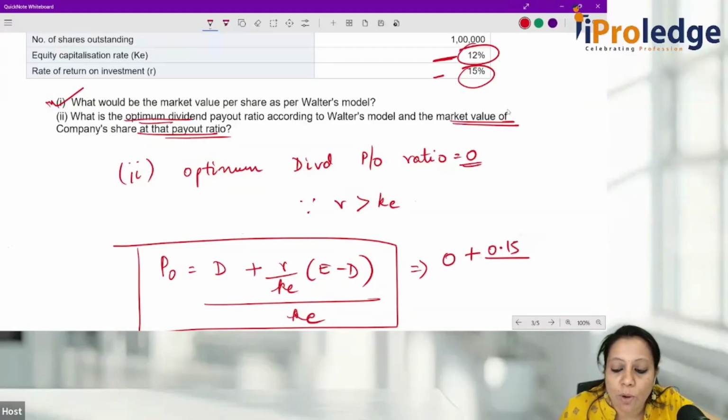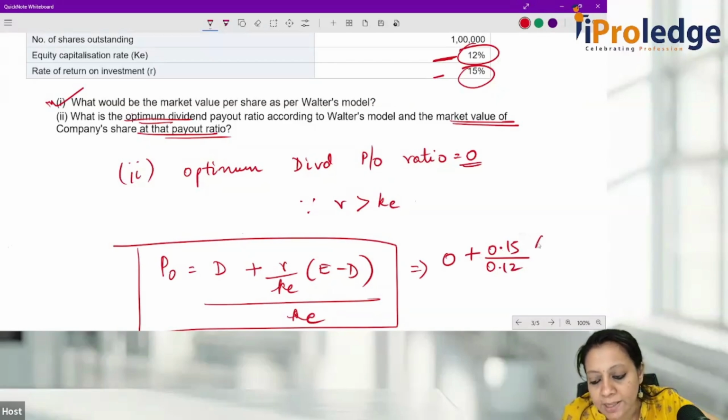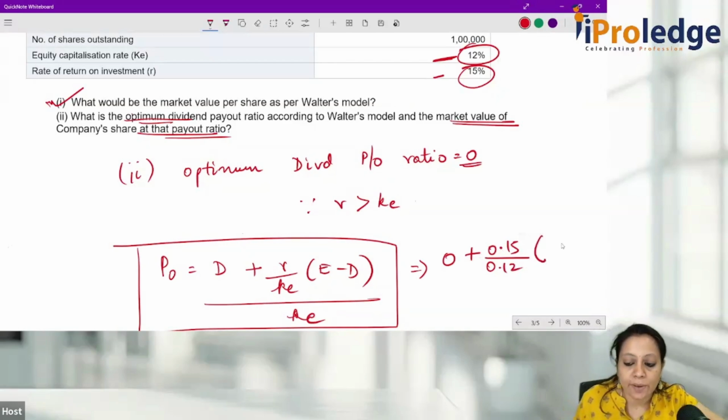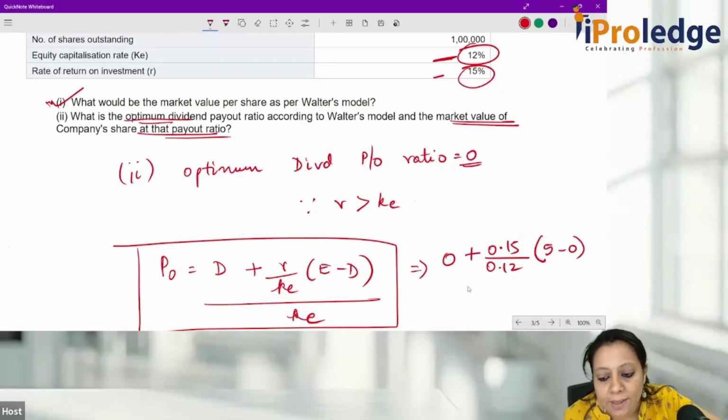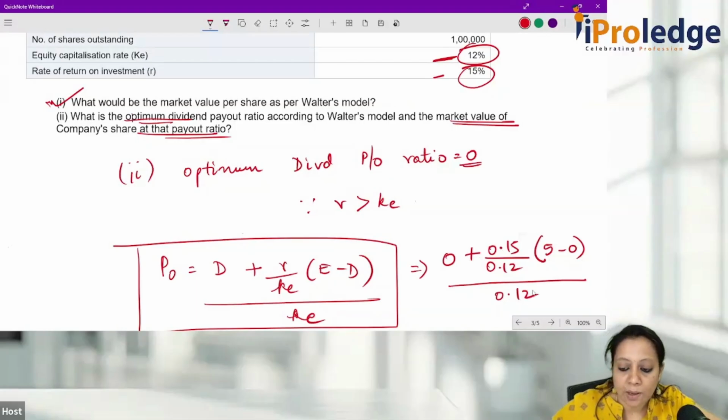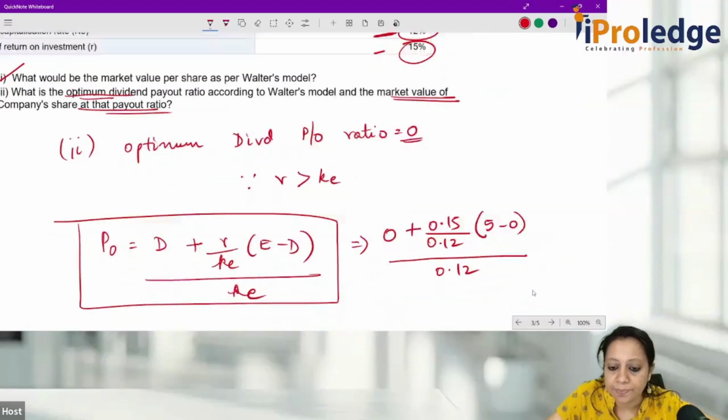So it is equal to 0 plus R is how much? 0.15. KE is how much? 0.12, given in the question. E is how much? We just now found out it is 5 rupees. Yes. Again, D is 0 because dividend payout ratio is 0. KE is 0.12. Now, please do this: 0.15 divided by 0.12 into 5, divided by 0.12. We'll get 52.08.